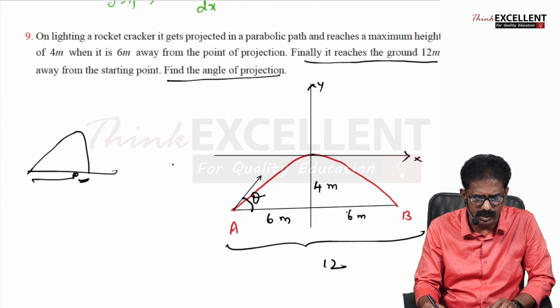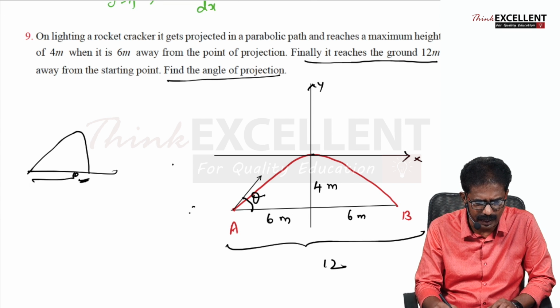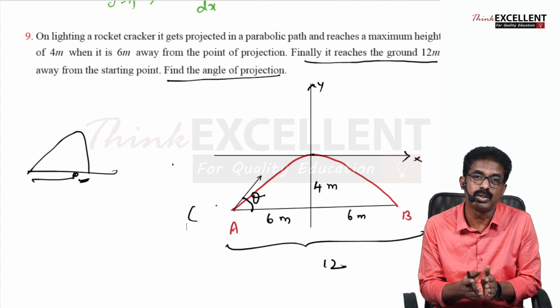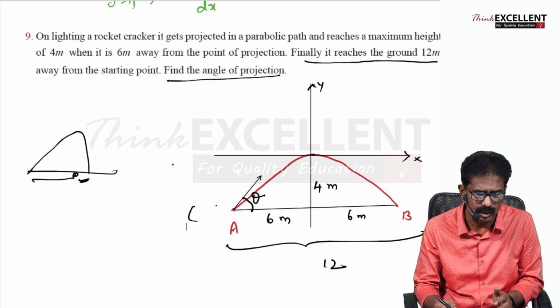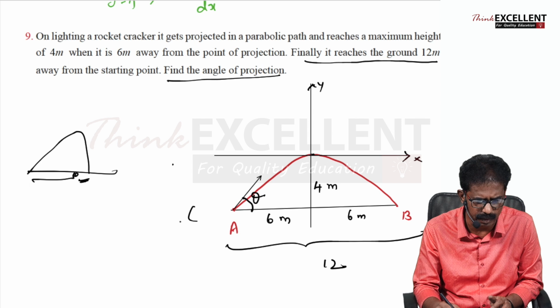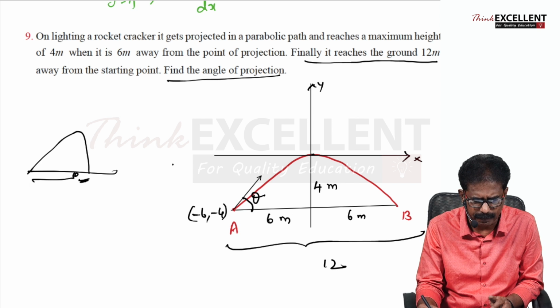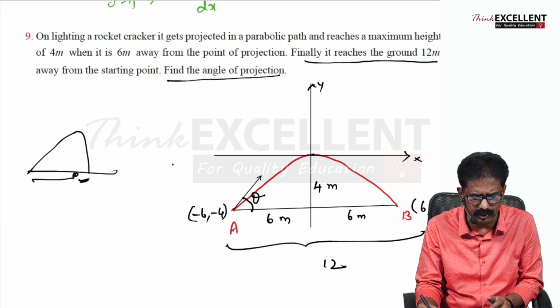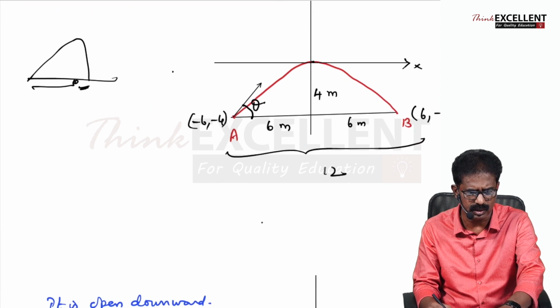Now I want the coordinates of the points. Can you say what is A? A is in the third quadrant, so x coordinate negative, y coordinate also negative. So x coordinate is minus 6 and y coordinate is minus 4. What about B? X value positive 6, but y value minus 4. Okay, I think with this idea we can do this.